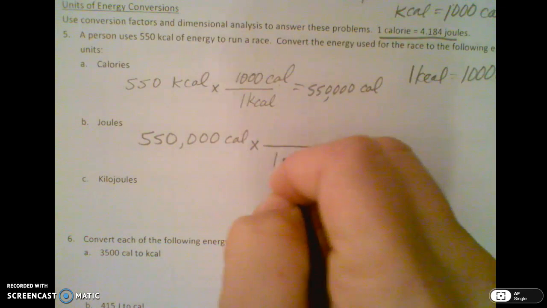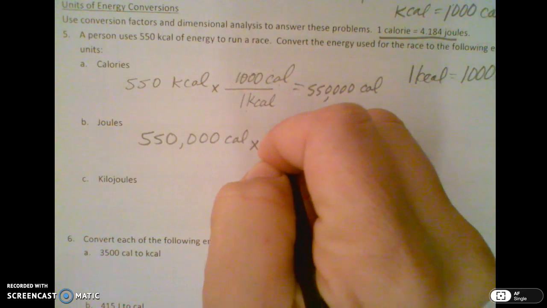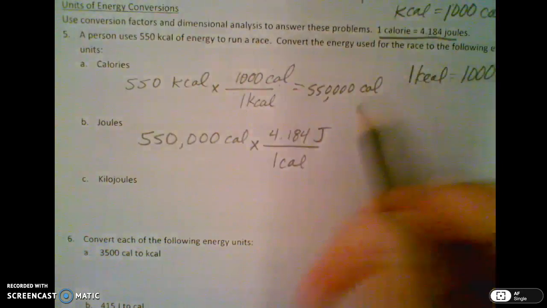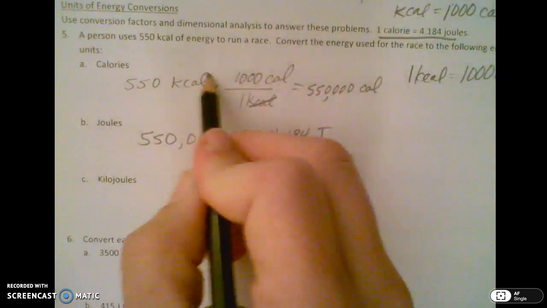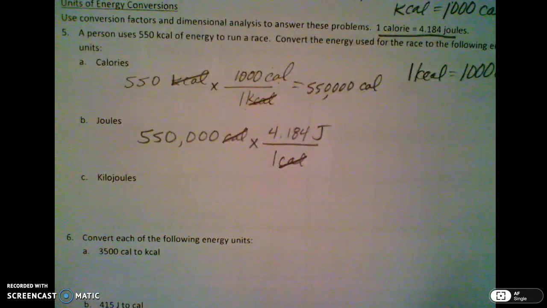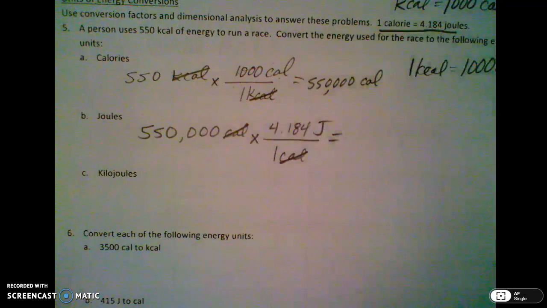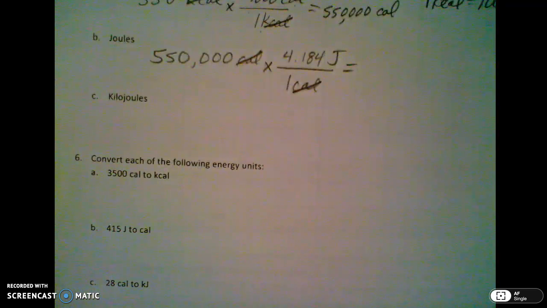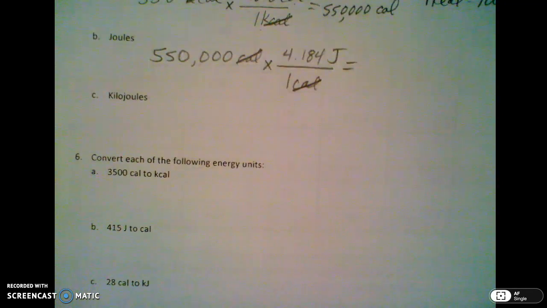Times 1 cal equals 4.184 joules. And if you notice, here these cross out, and here these cross out. So you're going to go ahead and get those answers there, and you can plug that into your calculator and do that. A kilojoule, just like a kilocalorie, would be 1,000 joules. So that is how you're going to convert those.